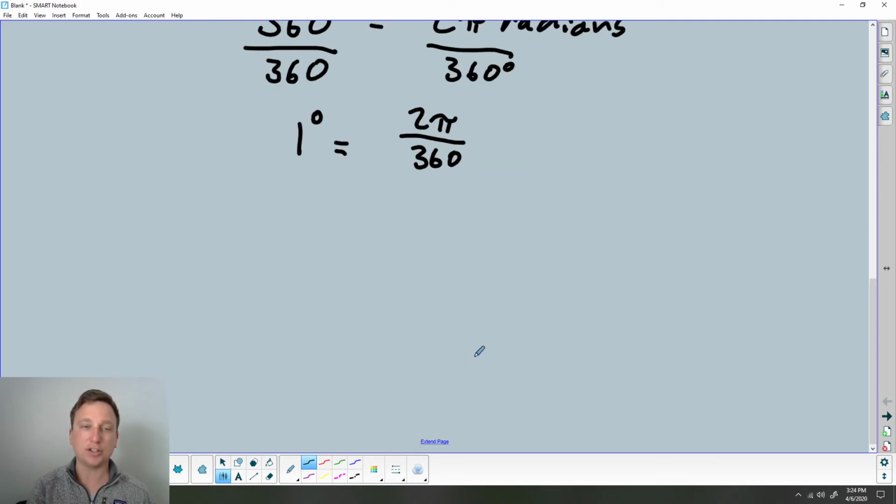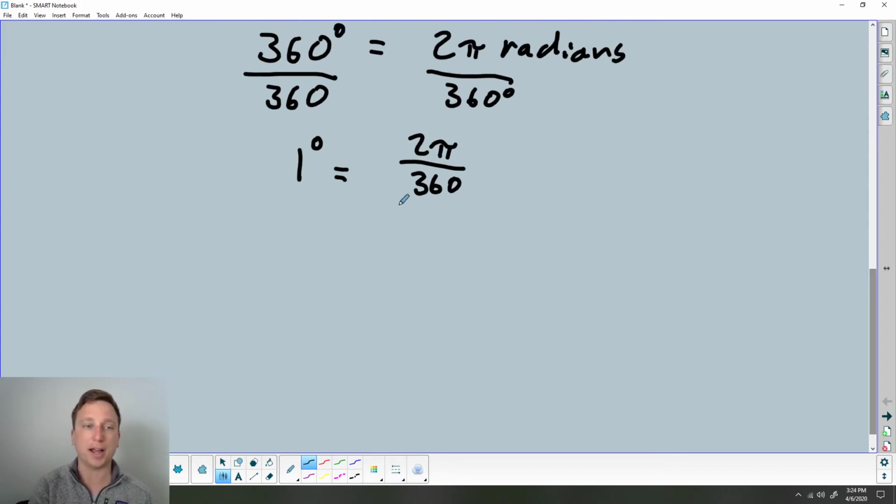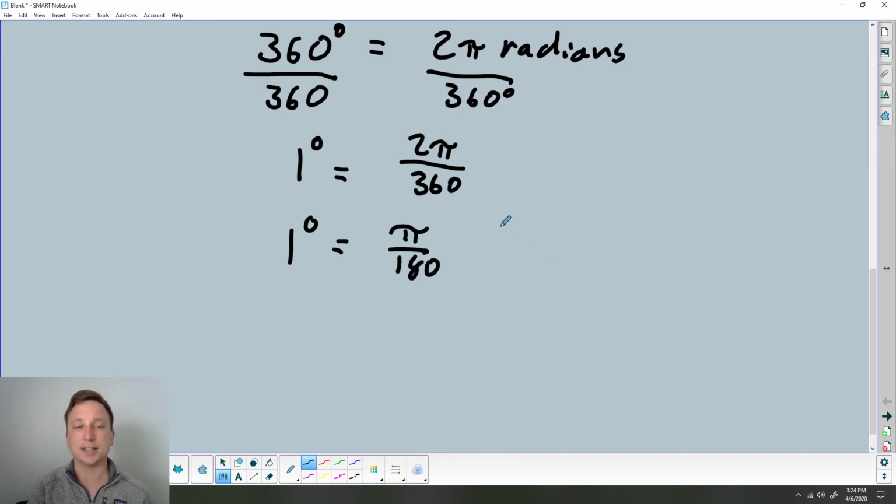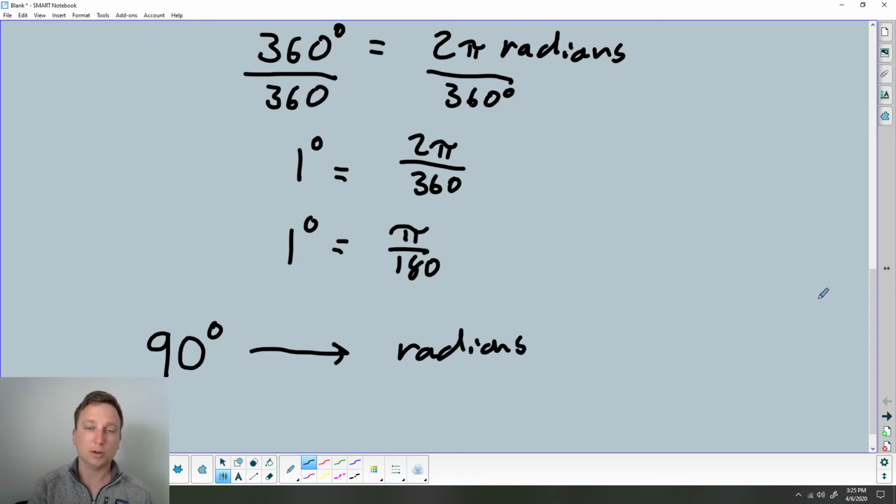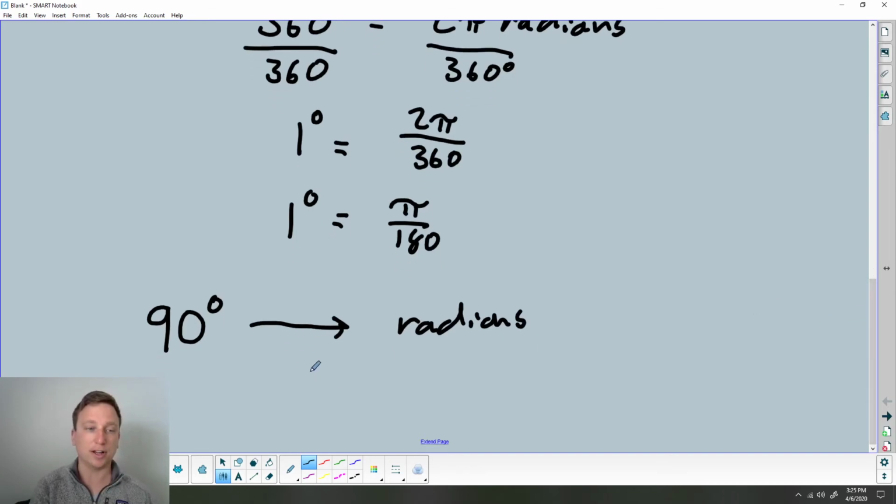Well, we can divide 2 by 360 and leave that factor of pi in the numerator. So 1 degree is equal to pi over 180. So what that tells us is 2 degrees would be 2 pi over 180. 3 degrees would be 3 pi over 180, and so on. So say we want to do a number that we already know what it is based on the unit circle. Say we want to go 90 degrees into radians. Well, if 1 degree is pi over 180, we take 90 and multiply it by pi over 180.